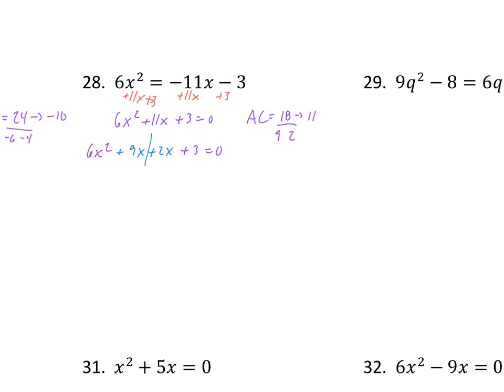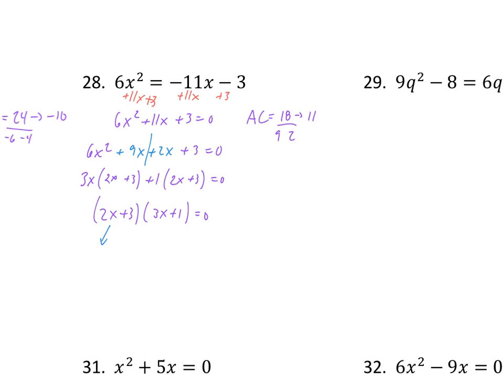Then we factor by grouping. 6 and 9 both have a 3 in them and an x. And then 3x times 2x is 6x squared. And 3x times 3 is 9x. 2x and 3 don't share anything, so we get a 1. Make sure you're putting that plus sign there by that 1. And the 2x plus 3's go together, and the 3x and the 1 go together.